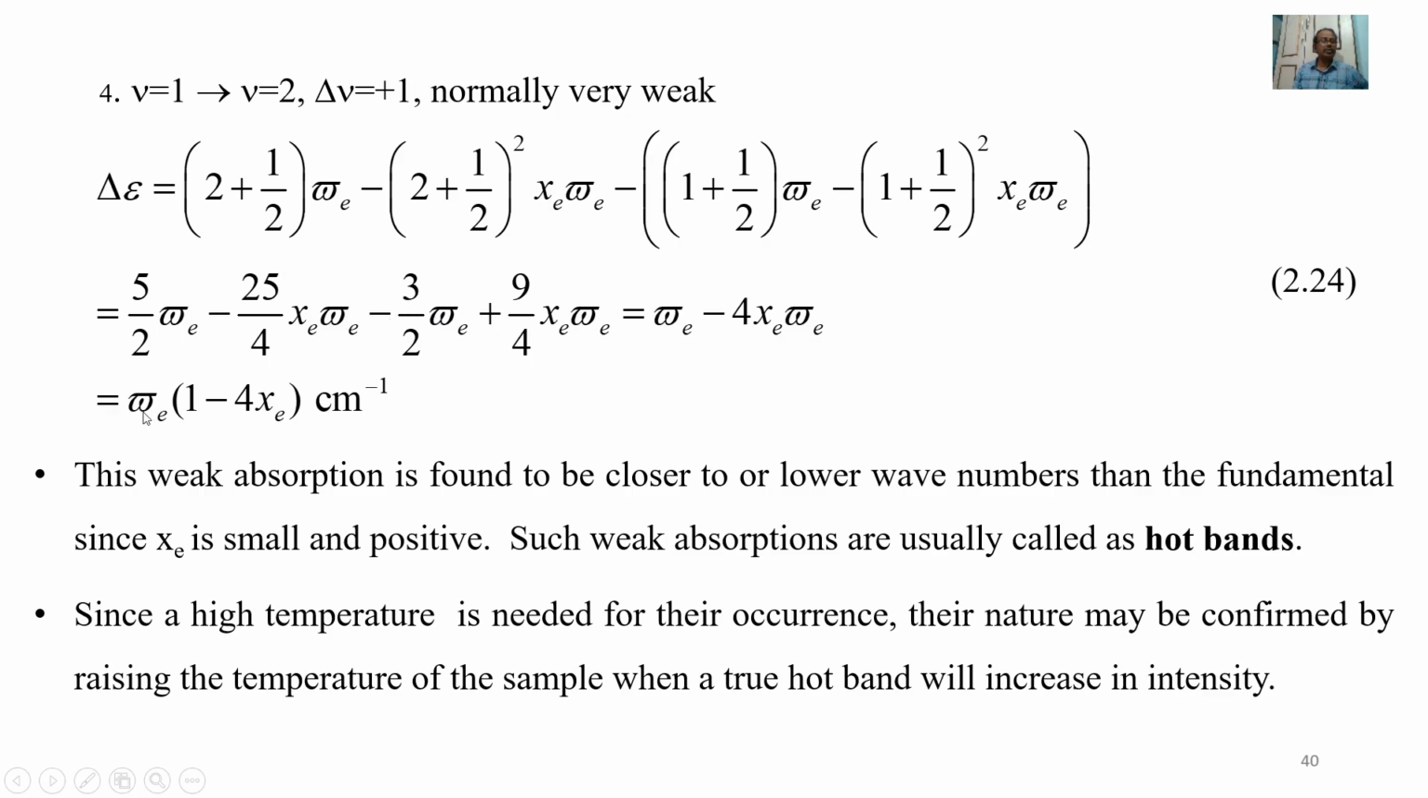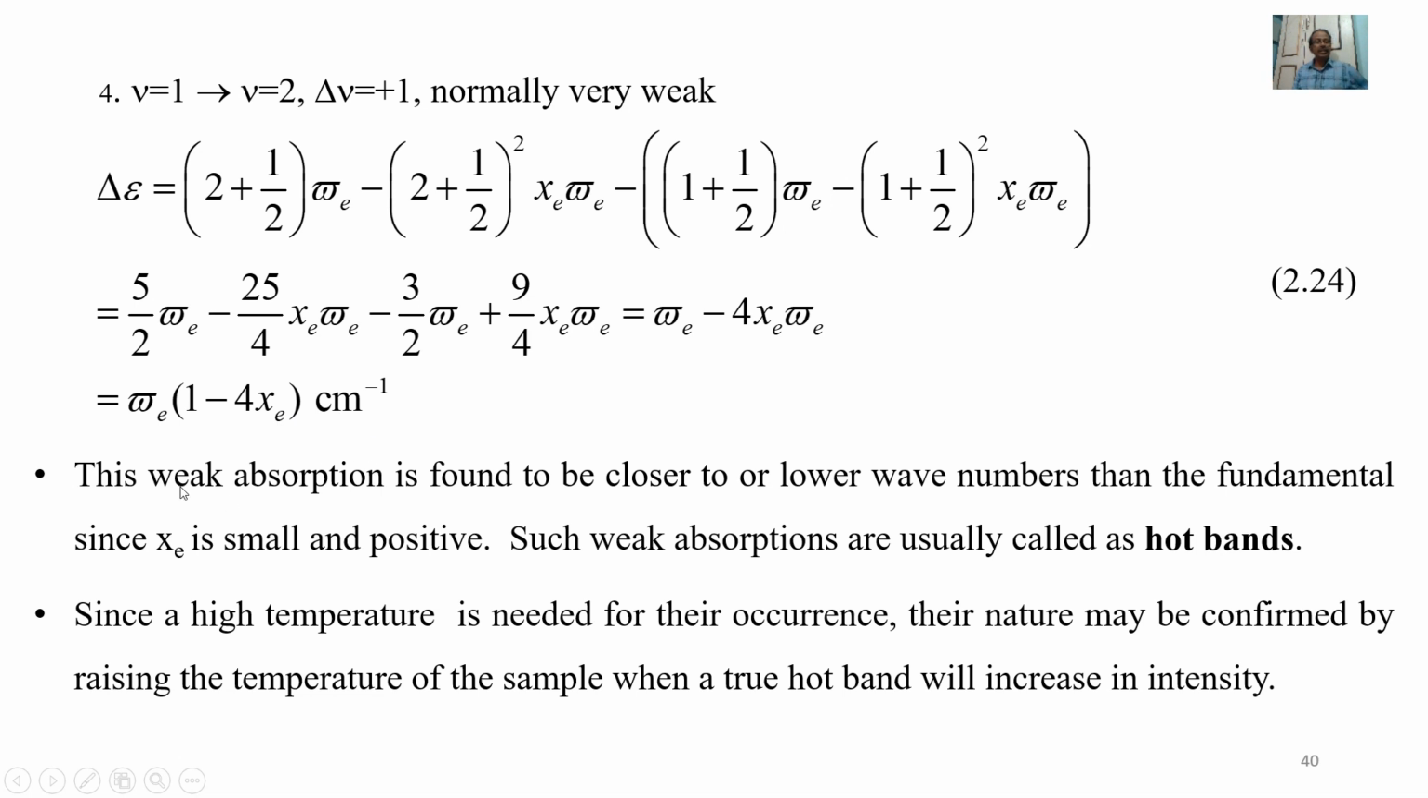So this will become omega e, and minus 25 by 4 plus 9 by 4, which is minus 16 by 4, the answer is 4. So minus 4 xe omega e. You pull omega e out, that will give us omega e times (1 minus 4 xe) centimeter power minus 1.